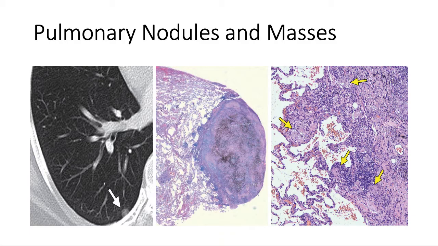On the left picture, a CT scan shows a pulmonary nodule, shown by the arrow, in a subpleural region. On the middle picture, a subpleural nodule that is darker in color because of anthracotic causes. And on the right picture, you can see multiple non-necrotic granulomas, shown by the yellow arrows, expanding the interstitium that surrounds the subpleural nodule.